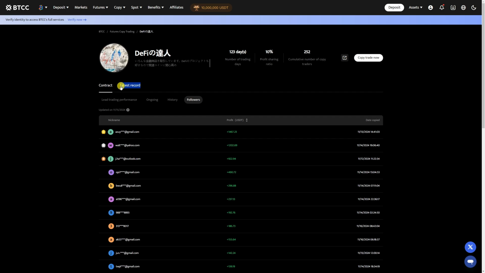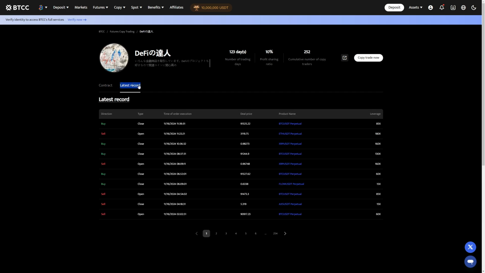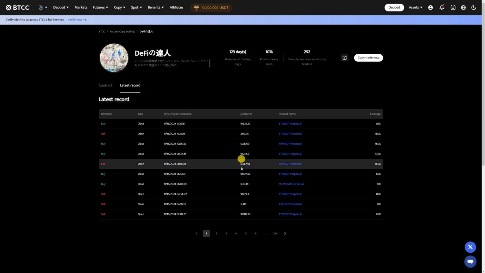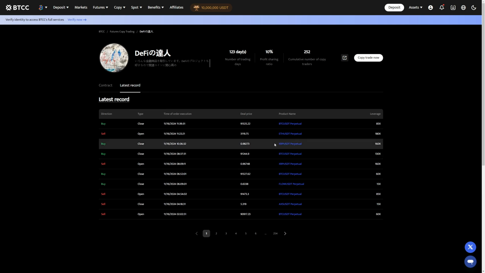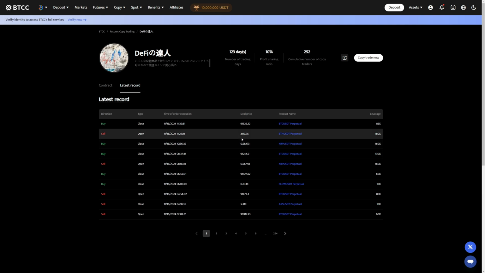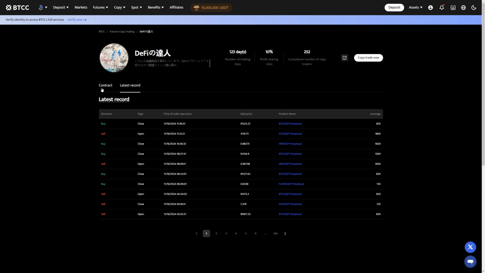Then on the right side, we have a tab for latest record. We can click on this. These are his very recent trades, overall looking very good, mostly trading Bitcoin, which is something I also really like. Usually it's better to copy traders which are trading large coins like Bitcoin, Ethereum, XRP, because usually the liquidity is better and the price action is more reliable.